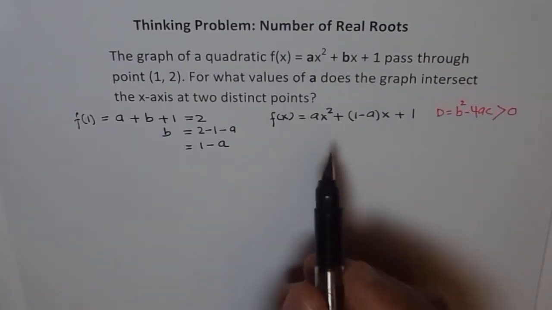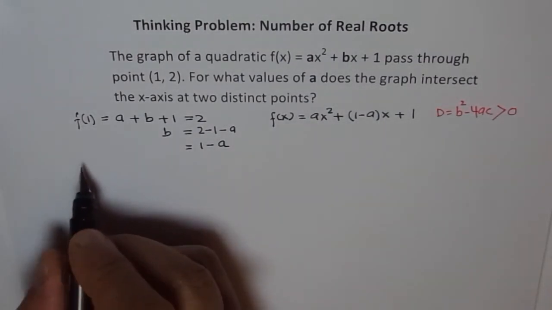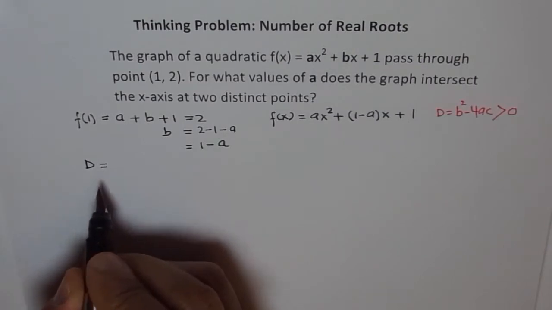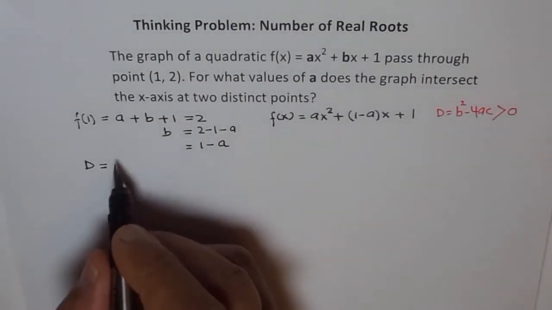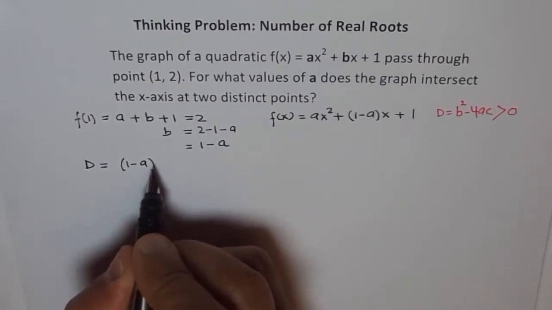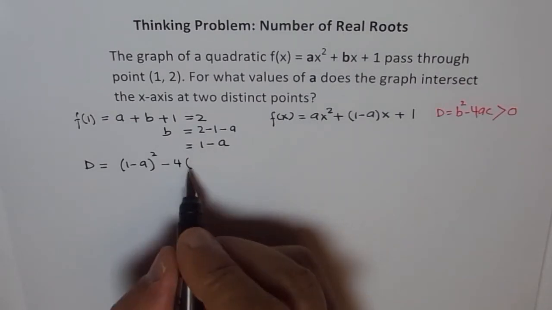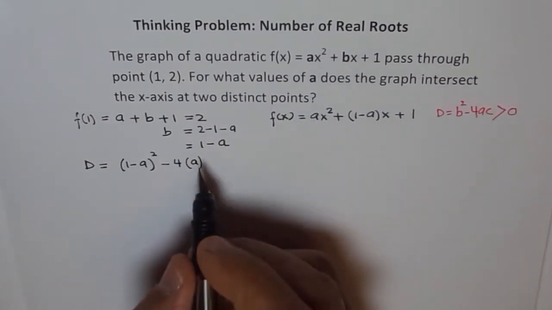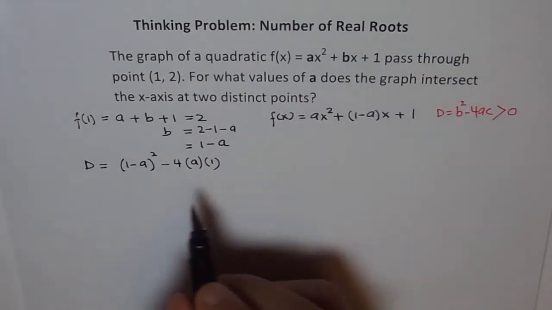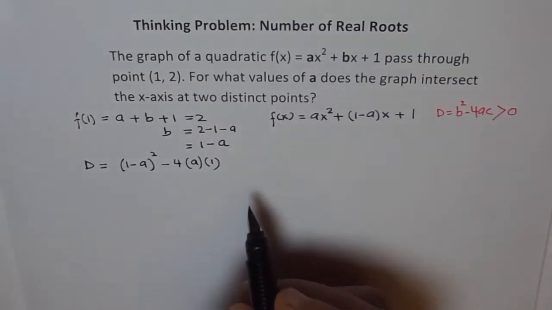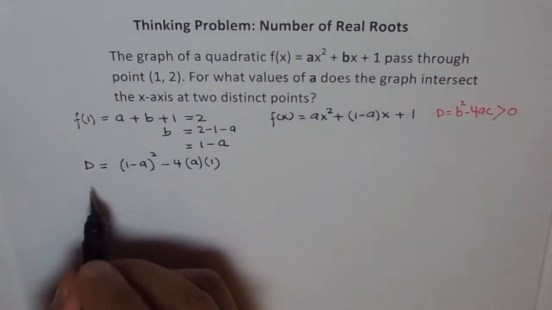So let's now pick up this equation from here and see what the discriminant is, right? So we say D equals b squared. What is b? b is 1 minus a for us, right? So we say (1 minus a) squared, minus 4 times, and what is a? a is a, right? And c is 1 for us, okay? So that is b squared minus 4ac. Now this should be greater than 0, but let's first simplify this. It seems to be a very complicated thing for us, so let's expand it.